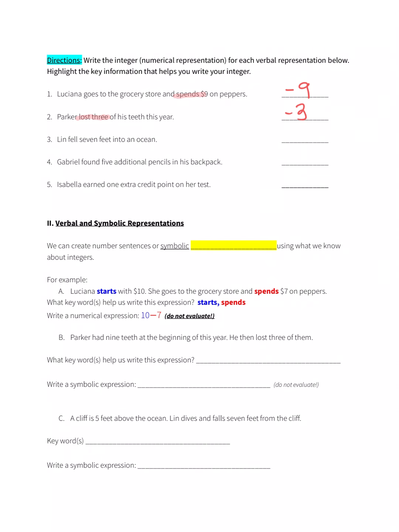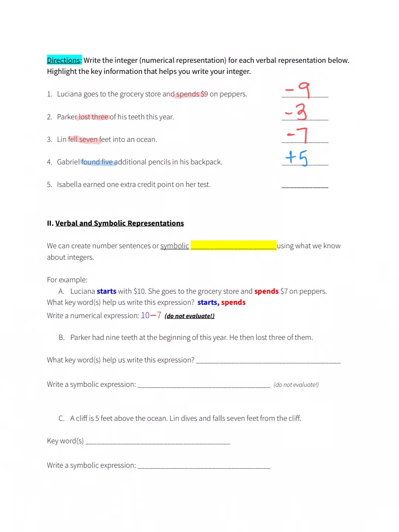Okay, hopefully you tried these on your own. Let's move to this next one. Lynn fell 7 feet. Fell. If you fall, you're going down, so that would be a -7. Next, Gabrielle found 5 additional pencils in his backpack. Well, if you find something, that means you're getting more. So that would be a +5.